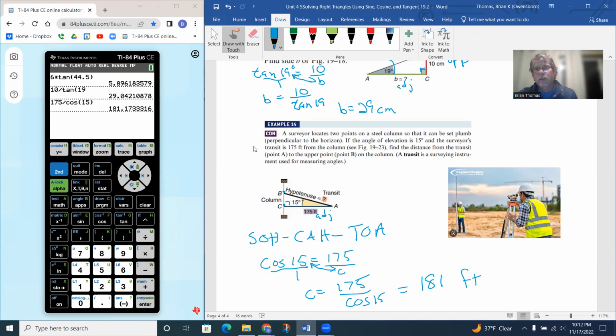So this is where this leads to: there's a lot of applications with trigonometry in the real world. So this just gets you exposed to that a little bit.